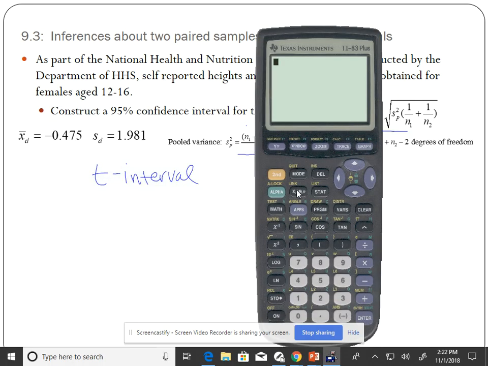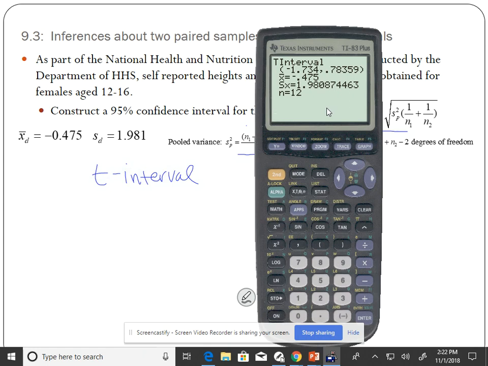But let me show you using the calculator. Under statistics, we're just going to do a t interval. Our data is still in there from before. I'm using statistics, negative 0.475, standard deviation of 1.98, confidence level, let me verify that is 0.95. That looks good. I'm going to calculate. And it is thinking.